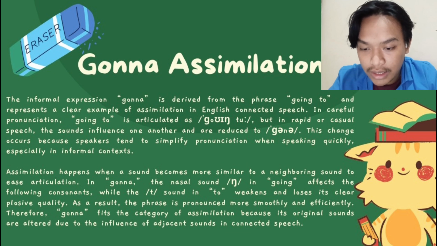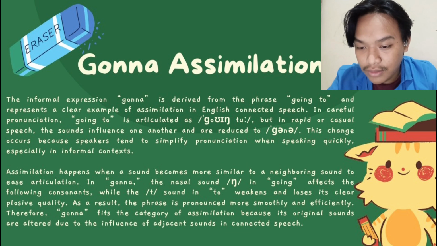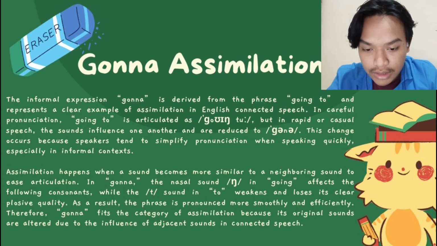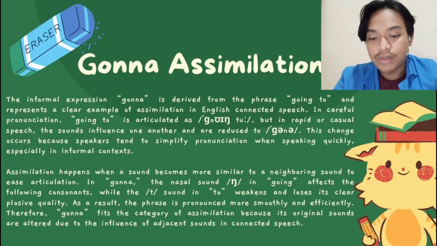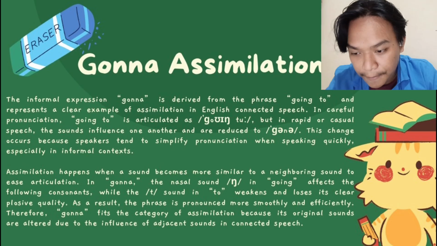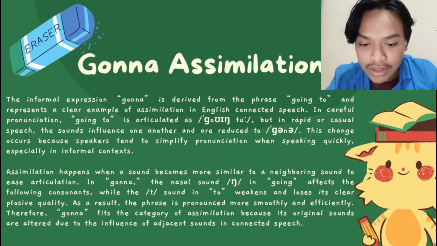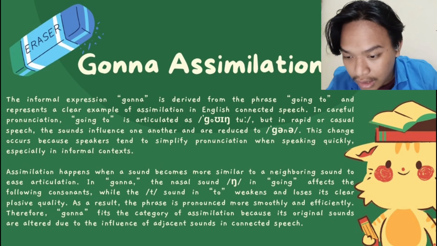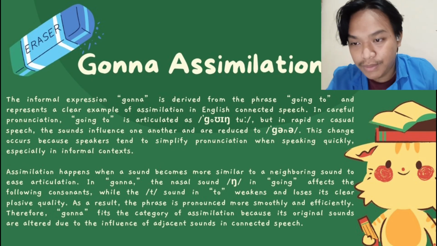In gonna, the nasal sound in going affects the following consonant, while the t sound in to weakens and becomes less clear, taking on a passive quality. As a result, the phrase is pronounced more smoothly and efficiently. Therefore, gonna fits the category of assimilation because its original sounds are altered due to the influence of adjacent sounds in connected speech.